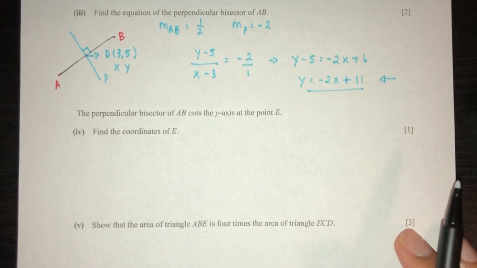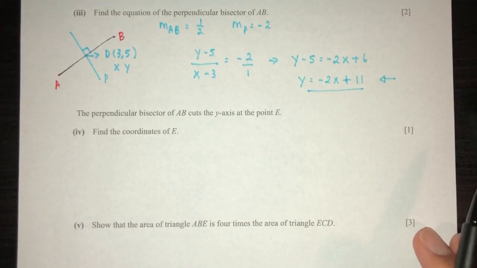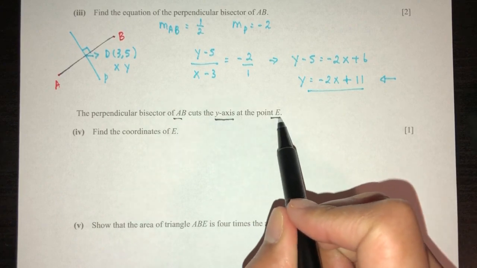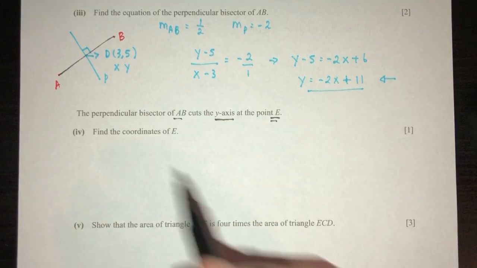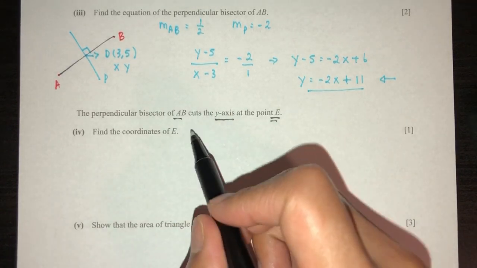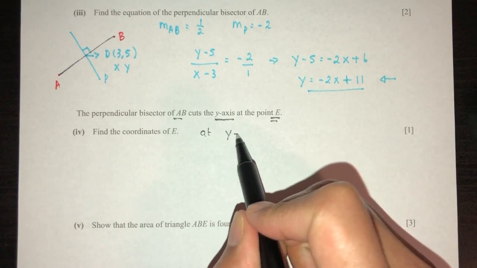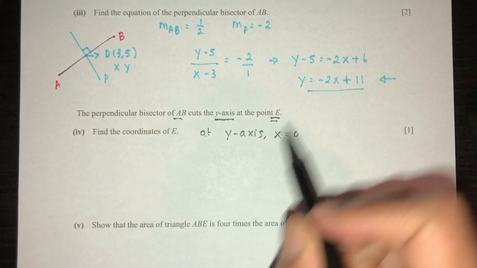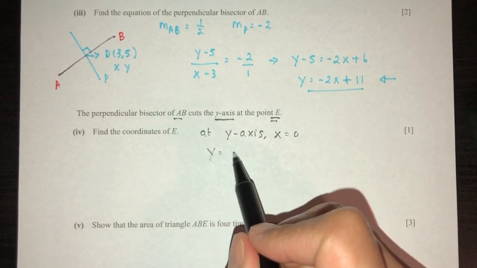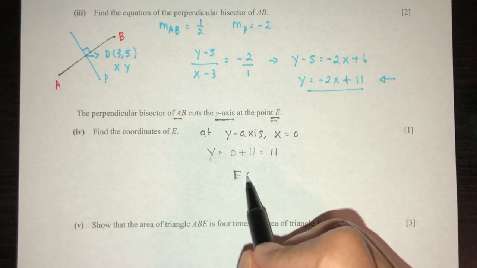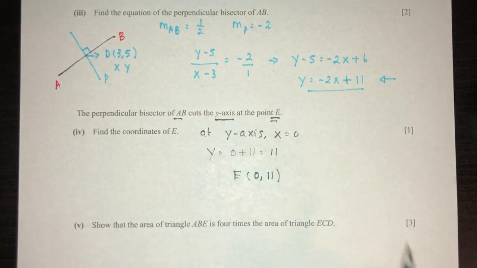Now for part 4, we have the perpendicular bisector of AB cuts the y-axis at the point E. Now this line here, it cuts the y-axis at the point E. So find the point E. Pretty easy again. At the y-axis, you must know that the value of x has to be 0. Replace in, you will have y equal to 0 plus 11. That will be 11. So the point E will be given by (0, 11).